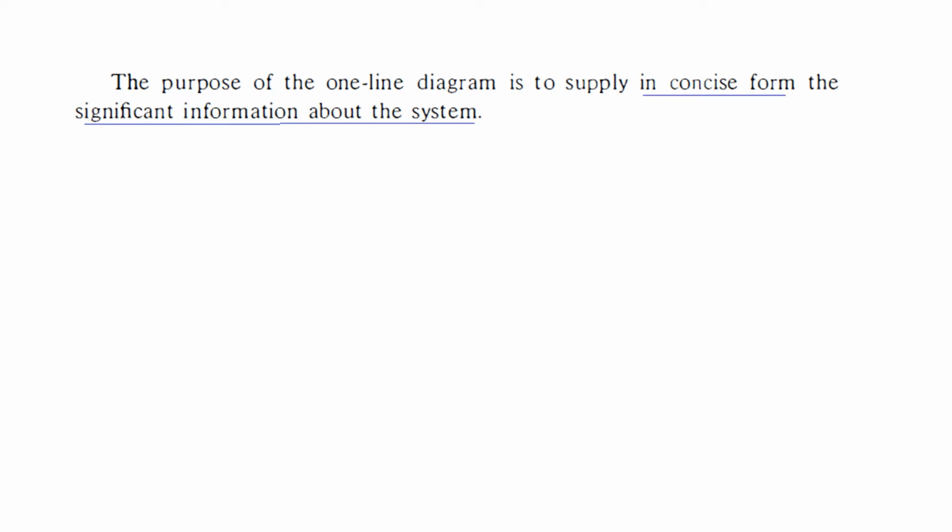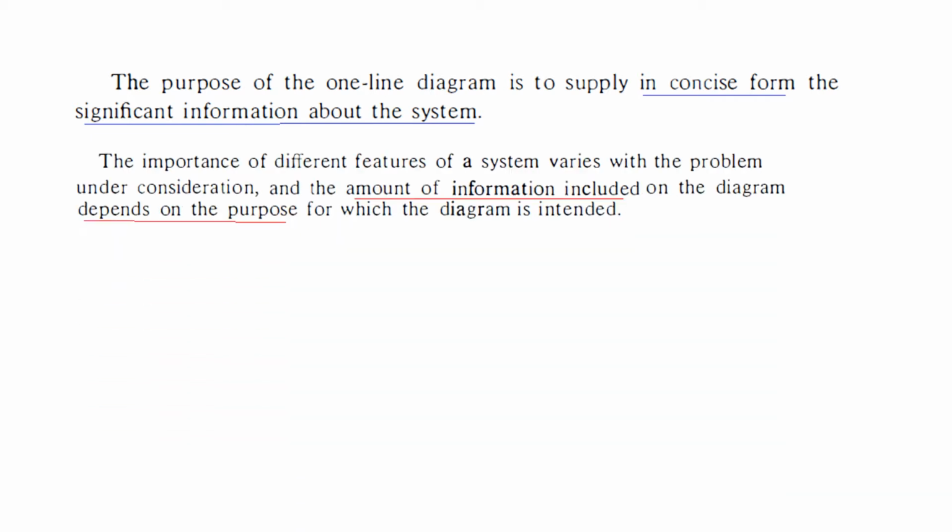Now the purpose of single line diagram or one line diagram is to supply in concise form, or in a simple form, the significant information about the system. The importance of different features of a system varies with the problem under consideration, and the amount of information included on the diagram depends on the purpose for which the diagram is intended. So it is not fixed that you have to include this and you don't have to include that, but primarily it depends on the purpose of the diagram.